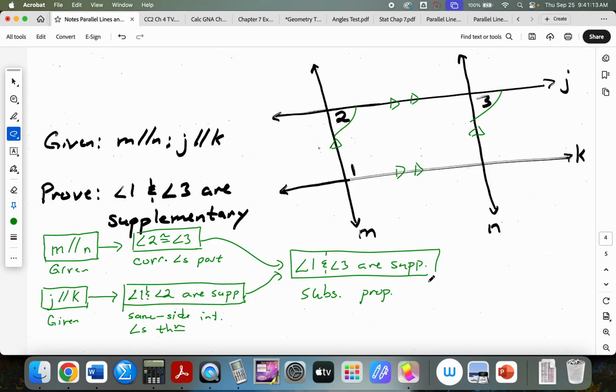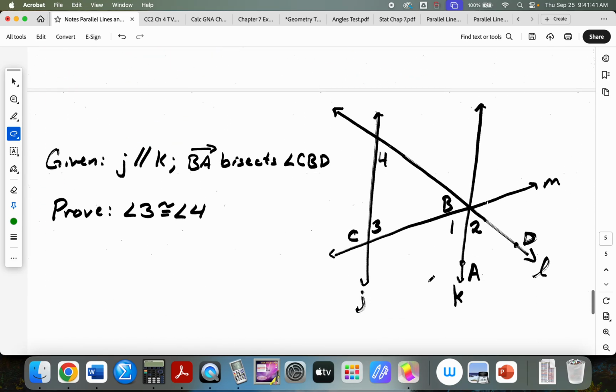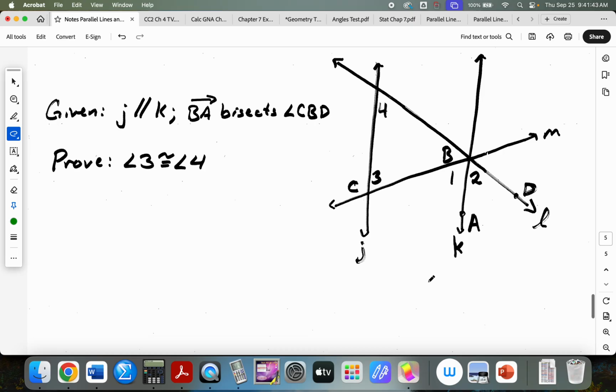So I kind of like flowchart proofs because the logic is a little clearer, but I don't like them because when we get to longer ones, these get kind of messy. It is entirely up to you. I will switch back and forth just kind of randomly depending on my mood at the moment. But it's your choice. All right, let's do one more.